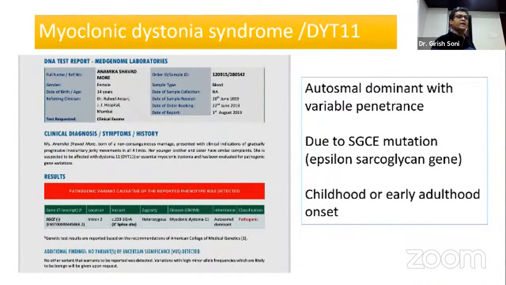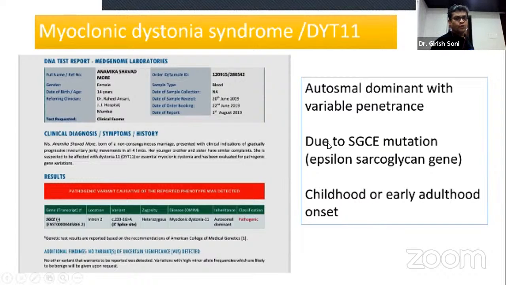So the index case as well as both of the siblings are all affected. So this is myoclonic dystonia syndrome or DYT11 mutation, which is an autosomal dominant disorder due to epsilon sarcoglycan gene mutation. Typical age of onset is childhood or early adulthood.